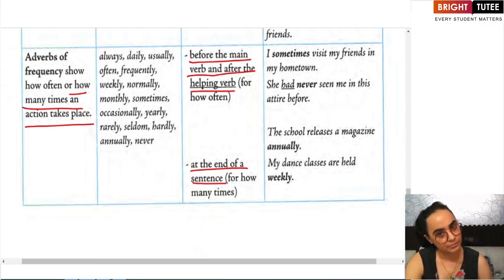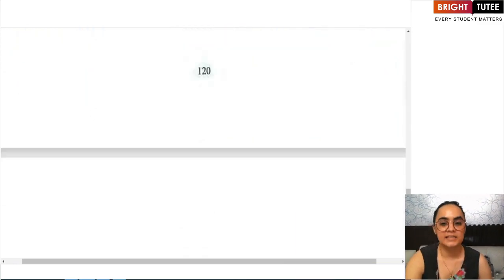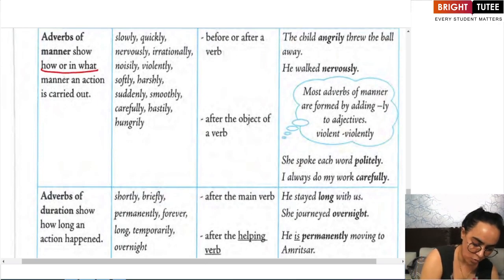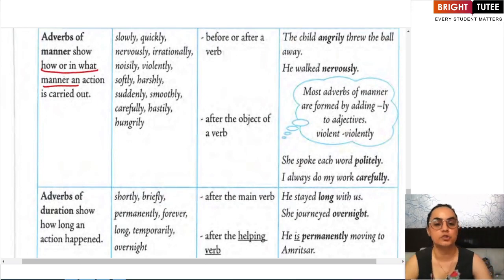The next is the adverb of manner. How or in what manner does the action take place? Words such as slowly, lightly, angrily, loudly, suddenly, smoothly, carefully, hungrily. So when they talk about how an action took place, what was the manner in which the action took place, that is an adverb of manner. Where do we use the adverbs of manner?